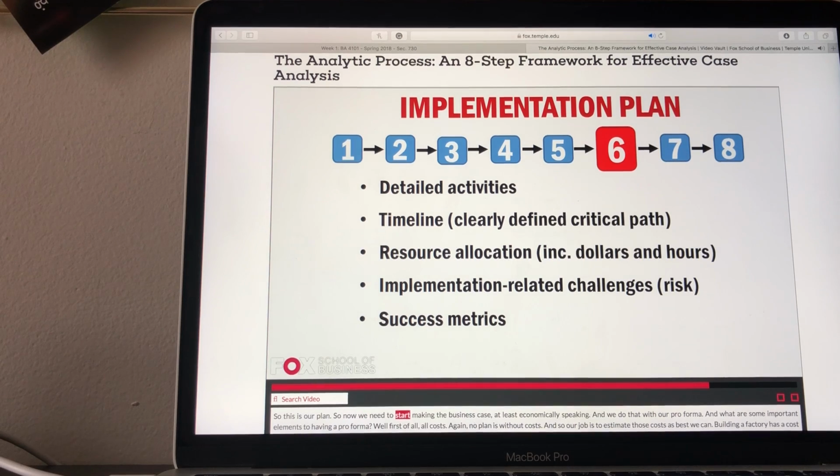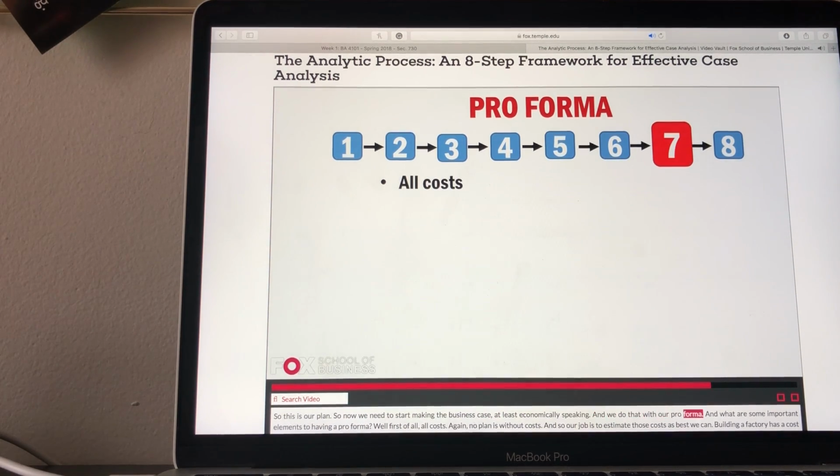So now we need to start making the business case, at least economically speaking. And we do that with our pro forma. And what are some important elements to having a pro forma? Well, first of all costs. Again, no plan is without costs. And so our job is to estimate those costs as best we can.